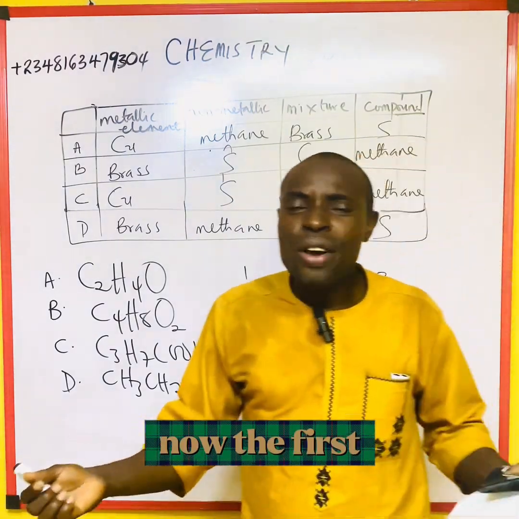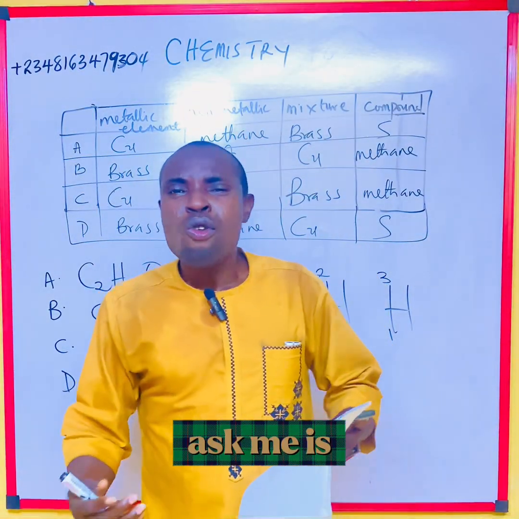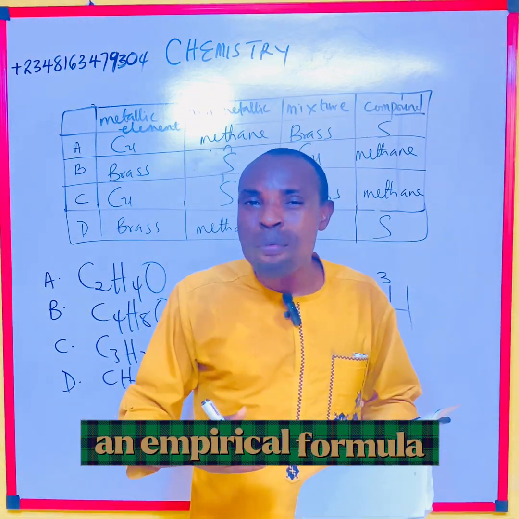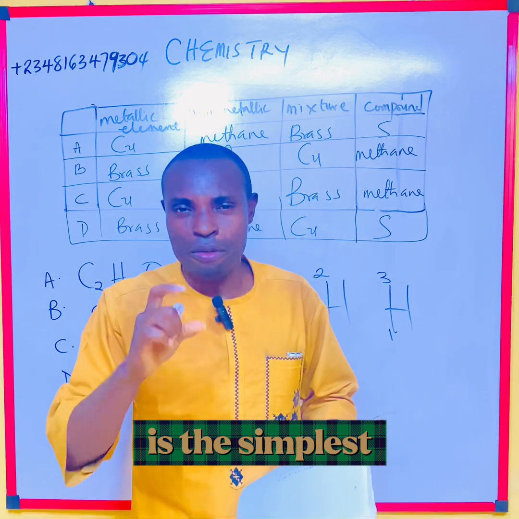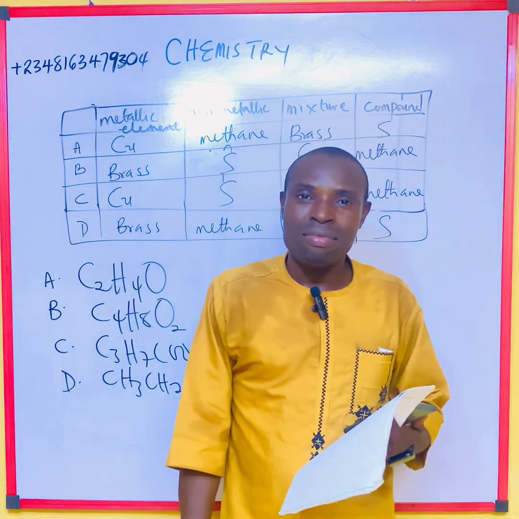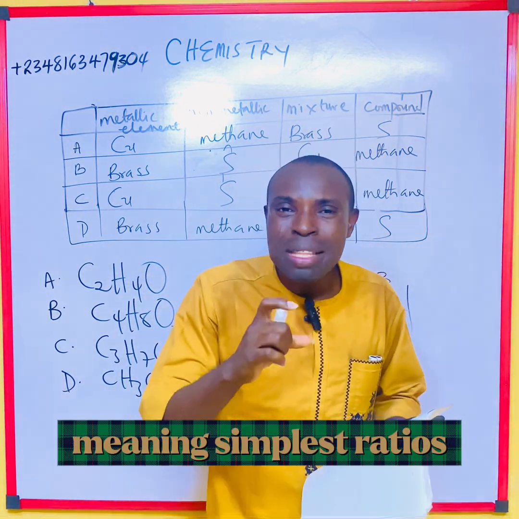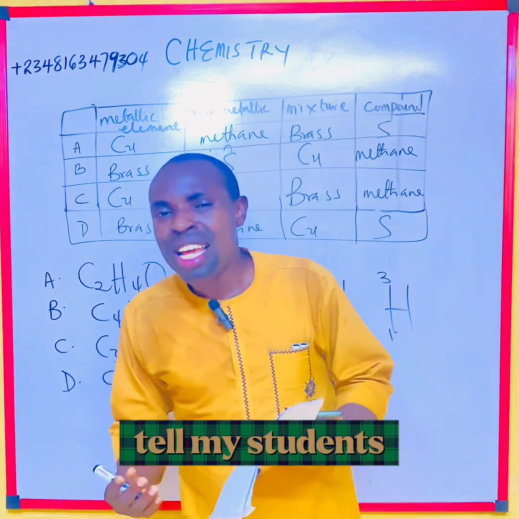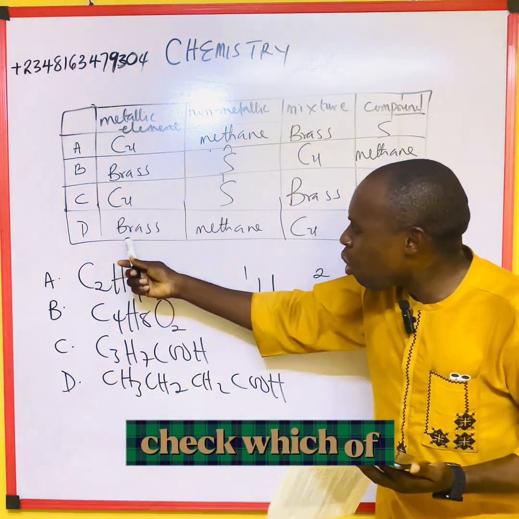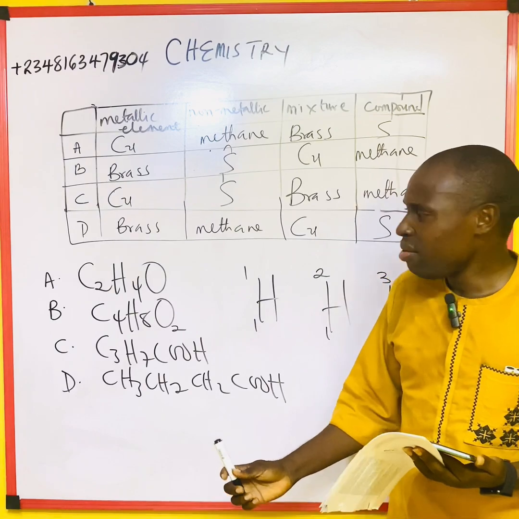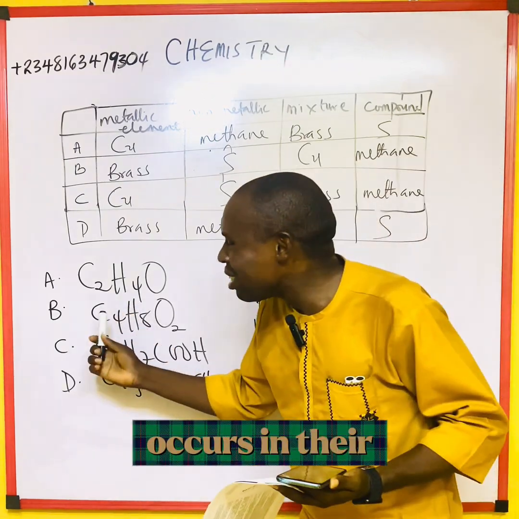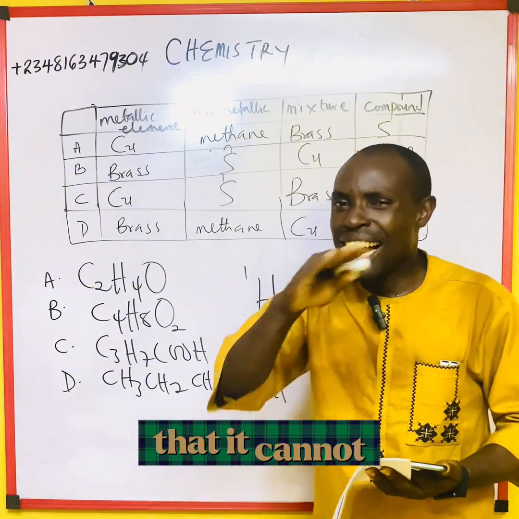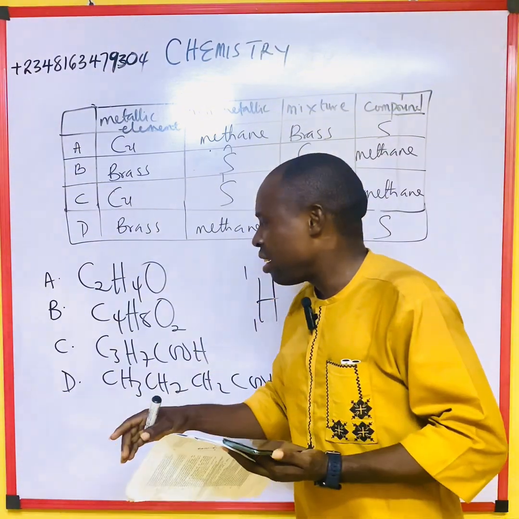Now, the first question you should ask me is, what is an empirical formula? An empirical formula is the simplest formula, meaning simplest ratio formula. Now, one of the ways I tell my students is to check which of them here occurs in their simplest form, that nothing again can be done, that it cannot be further divided.